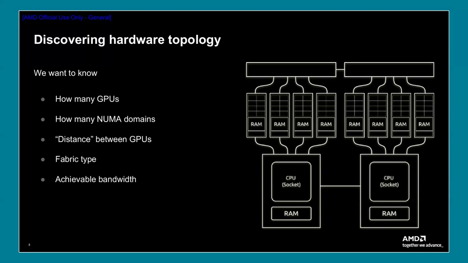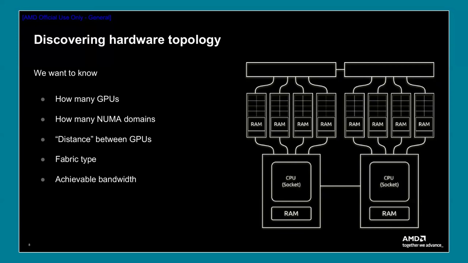But our goal is to figure out the answers to these questions. How many GPUs do we have? How many NUMA domains? What is the distance between these GPUs? That's going to end up dictating the minimum latency you might have for messages to go from point A to point B. And depending on the type of fabric that's between those two locations, that's going to dictate the maximum bandwidth that you can reach. So we want to know the fabric type, we want to know the distance, and then ultimately, if I'm going from point A to point B, what's the maximum achievable bandwidth.